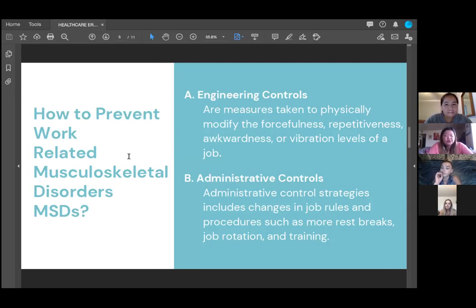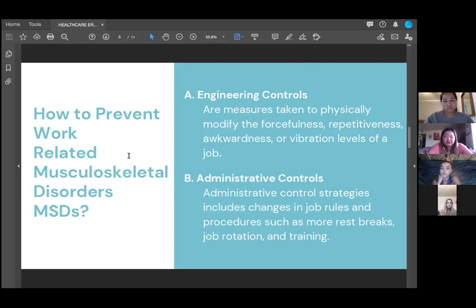Okay, there are two controls that we can use to prevent work-related musculoskeletal disorder. First is the engineering controls. Engineering controls are measures taken to physically modify the forcefulness, repetitiveness, awkwardness, or vibration levels of a job. Examples of this include modifying the workstation layout, selecting and using tools and equipment, work materials, and work methods that will reduce MSD risk. Basically, these examples protect workers by removing hazardous conditions or placing a barrier between the worker and the hazard itself.